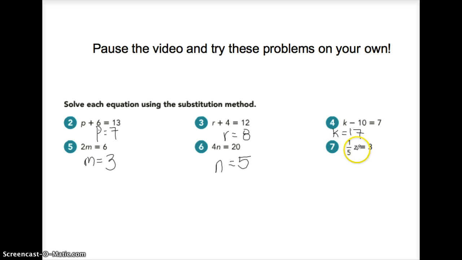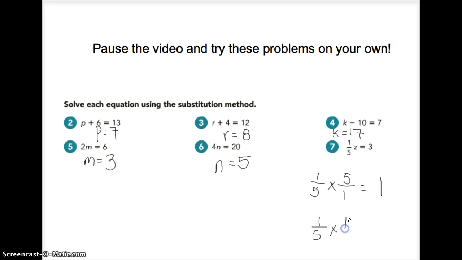So 1/5 times z. What number will give us 3? Well, to make 1, we would need 5, because 5 times 1/5 equals 1 whole. So what do we need to do to make it 3? Well, we can multiply this number by 3, and we get 15. So we can check it.